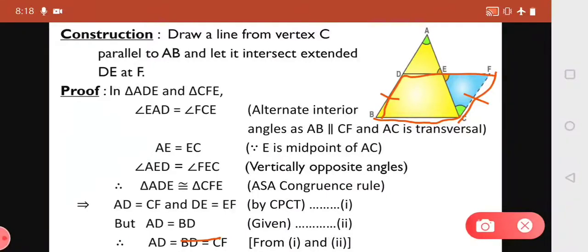Now, as it is a parallelogram, both the opposite side pairs are parallel and equal. So we will get again this side also, DF parallel to BC and DF equal to BC.